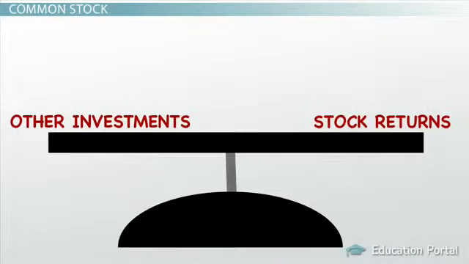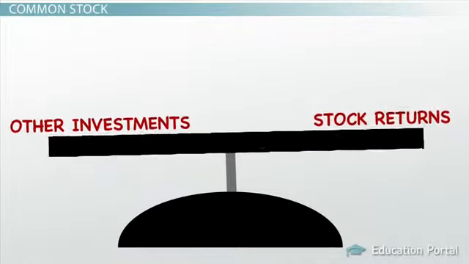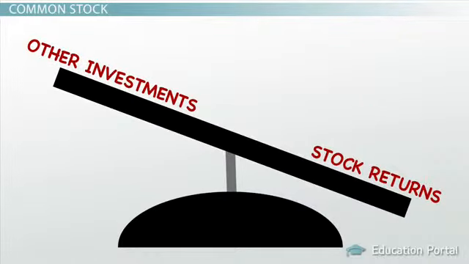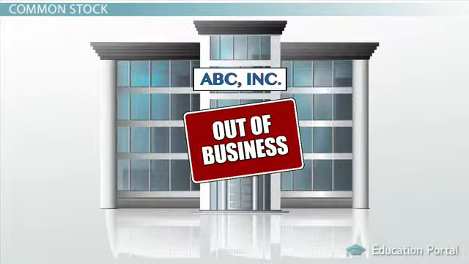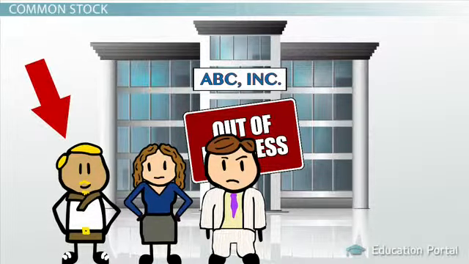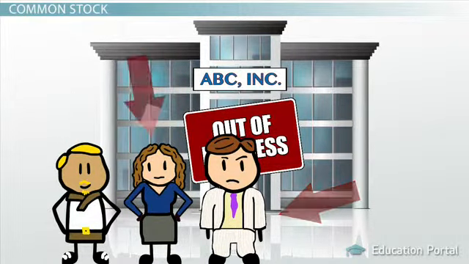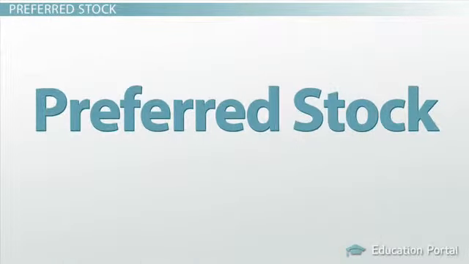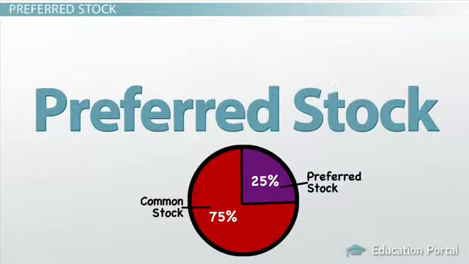The main advantage to common shareholders is that common stock often yields a higher return than other types of investments. The main disadvantage is that common stock is a risky investment. Also, in a corporate bankruptcy, common shareholders won't receive proceeds until creditors and preferred shareholders are paid. Now let's turn to preferred stock. Preferred stock also represents a shareholder's ownership in a corporation.